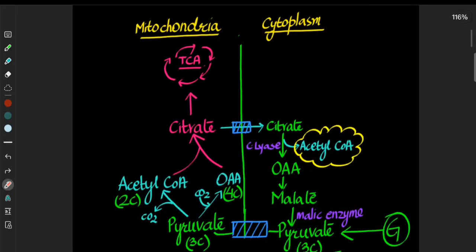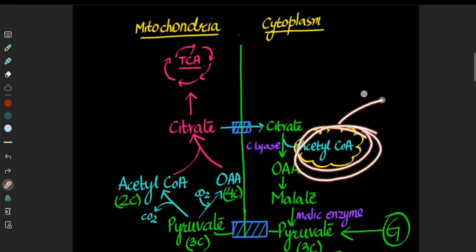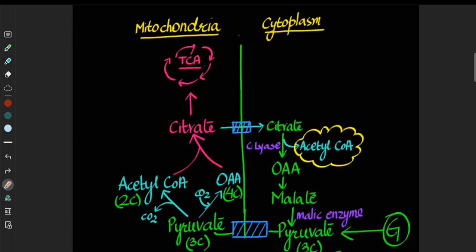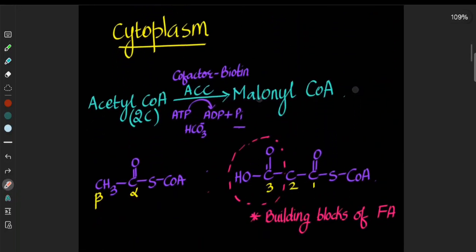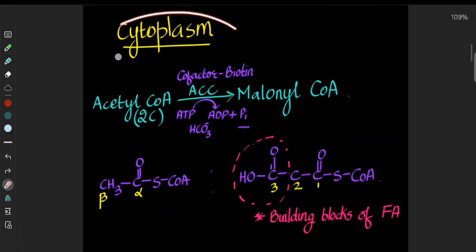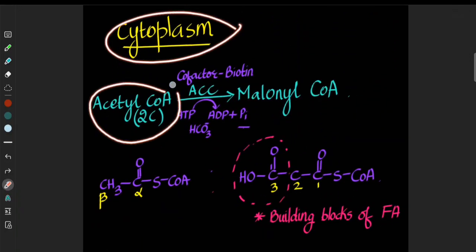Now the main hero of this fatty acid synthesis is the acetyl coenzyme A. Now this acetyl coenzyme A will further undergo some certain changes, and it will finally produce fatty acids. So let us try to see what exactly does happen. So in the cytoplasm, the acetyl coenzyme A is present there, right? And it is a 2 carbon compound.